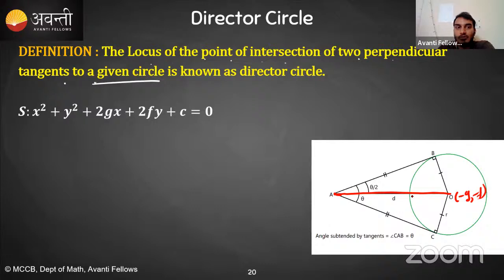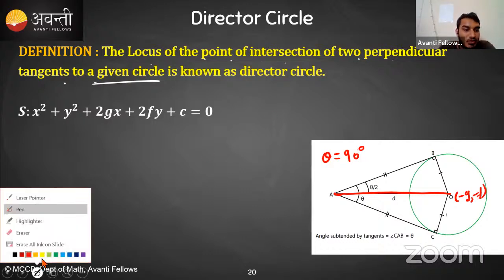So what is the director circle? Director circle means when this angle theta becomes 90 degrees, meaning the angle between the tangents becomes 90 degrees. So I have to find that curve such that if I draw the tangents from any point of that curve on the circle, I should always get the angle between the tangents as 90 degrees. Is this clear? Does anyone have a doubt regarding the definition of director circle? Clear? Okay. If it is clear, then let's proceed.